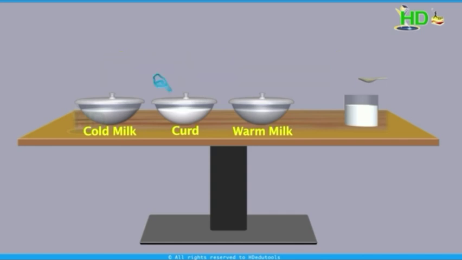Now from this what you can observe? When curd is added to warm milk, then only milk can be converted into curd. If curd is added to cold milk, no. This way yogurt is made.